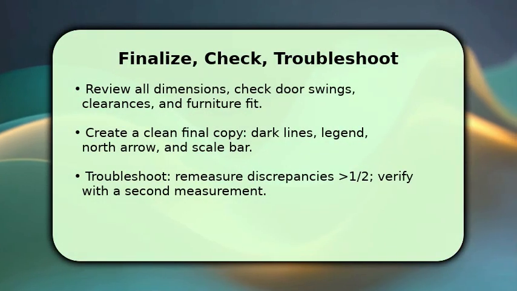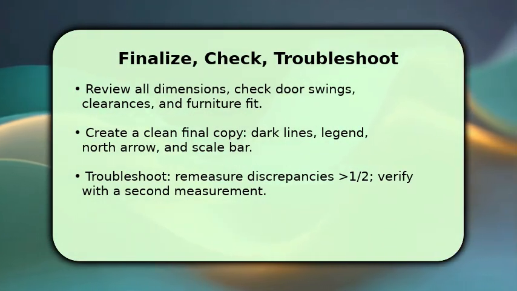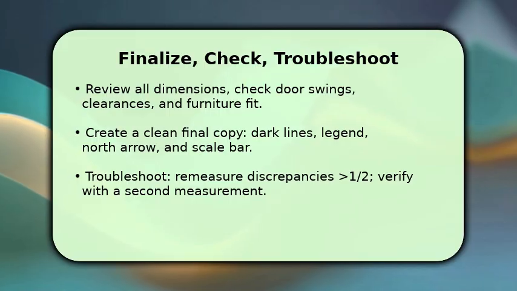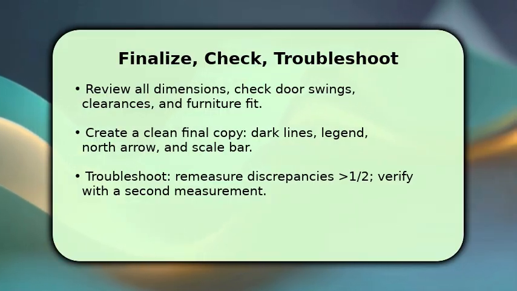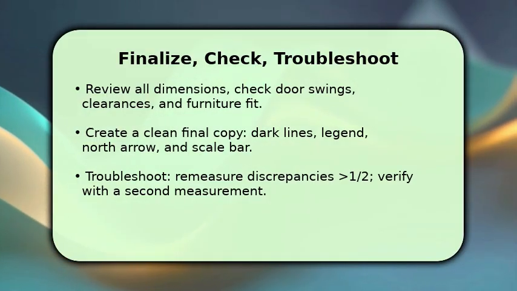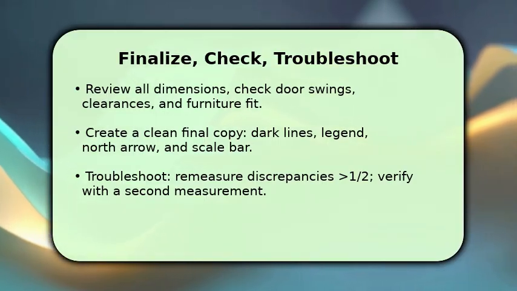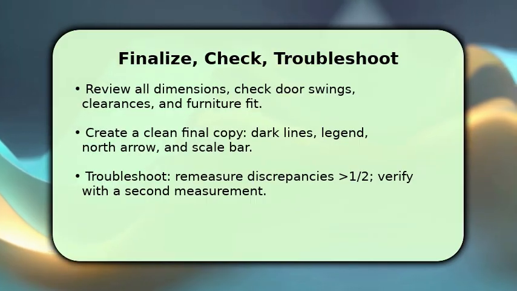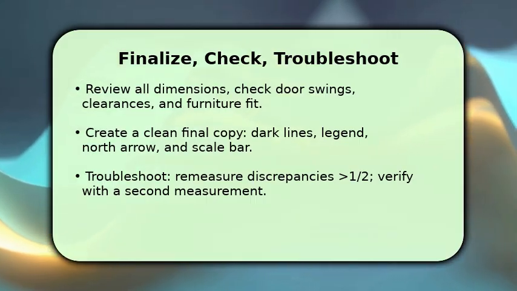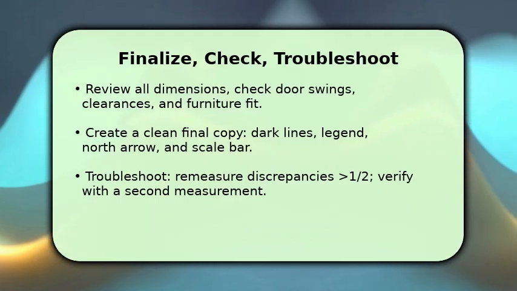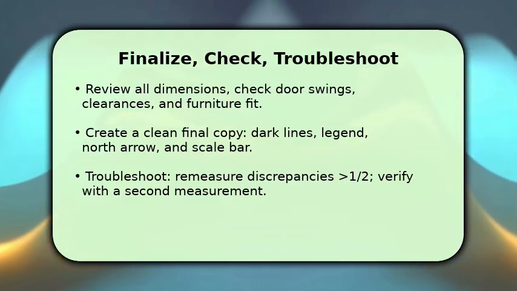You finish by cleaning up the drawing, darken final walls, add a north arrow, legend, and a clear scale bar. Walk the room again to verify critical dimensions like door swings and clearance spaces. Make sure furniture fits the intended layout. Once done, save or photograph the plan and label revisions with dates. If measurements disagree by more than 1/2 unit, remeasure that segment from 2 fixed points to resolve errors before anyone builds or buys.